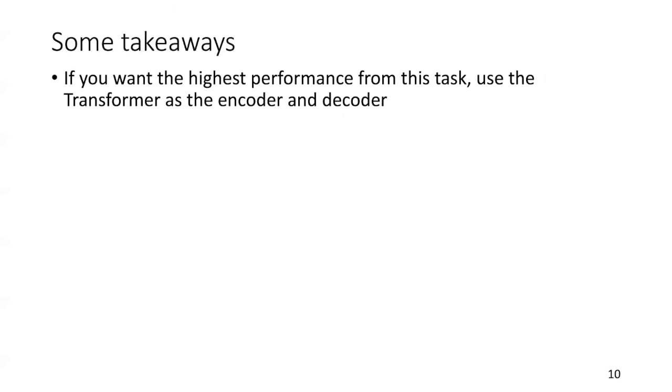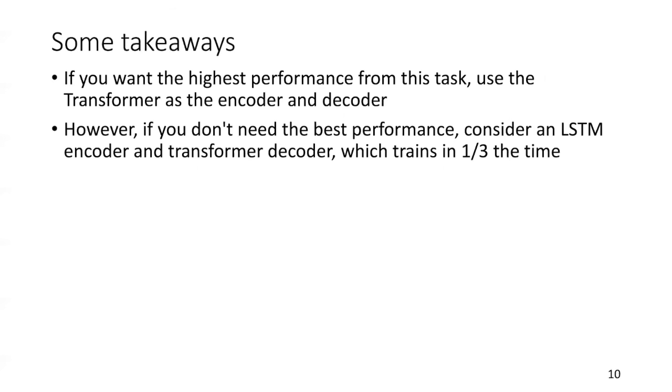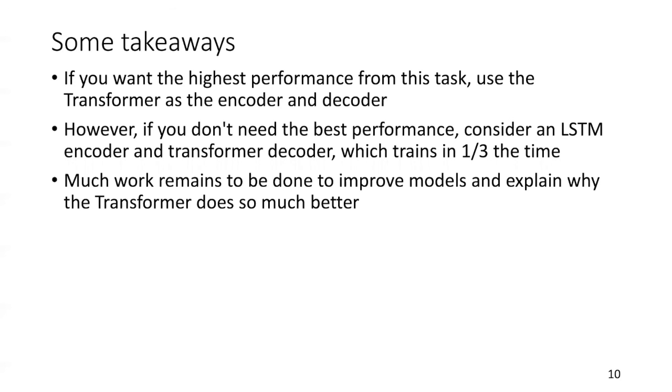So, some takeaways from our work. First of all, if you want the highest performance on this task, use the transformer as the encoder and the decoder. But if you don't need the very highest performance, if you can settle for second best, consider using an LSTM, not a bi-LSTM because it doesn't help, as the encoder, and then use the transformer as the decoder, and that will train in one third of the time of using the transformer as the encoder and perform almost as well. But there's a lot more work that remains to be done here to improve our models and explain why the transformer does so much better.